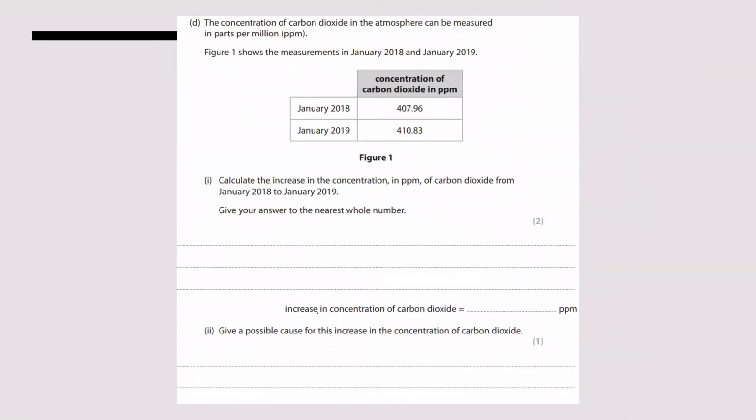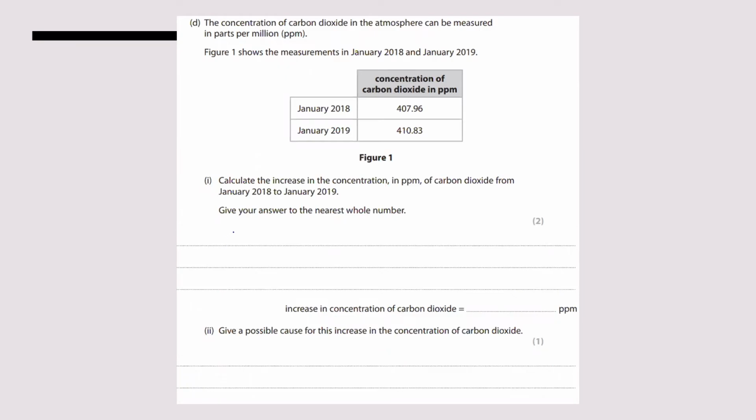Okay, so another bit of maths in this chemistry. The concentration of carbon dioxide in the atmosphere can be measured in parts per million, ppm. Figure 1 shows the measurement in January 2018 and 2019. Okay, so we've got January 2018, 407.96. January 2019, 410.83. Calculate the increase in concentration in ppm of carbon dioxide from January 2018 to January 2019. Give your answer to the nearest whole number.